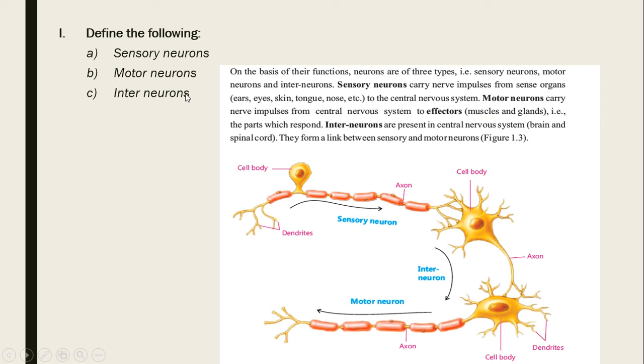And the third one is interneurons. Interneurons are present in the central nervous system. You are very clear that the central nervous system is brain and spinal cord. What is their function? They form a link between sensory and motor neurons. So from here you can pick the answer for the definition of these 3.